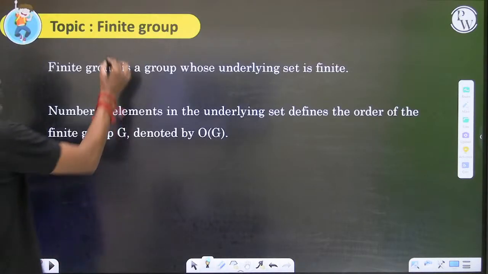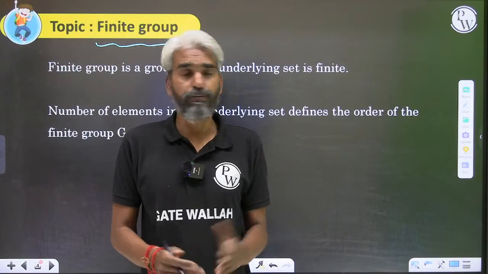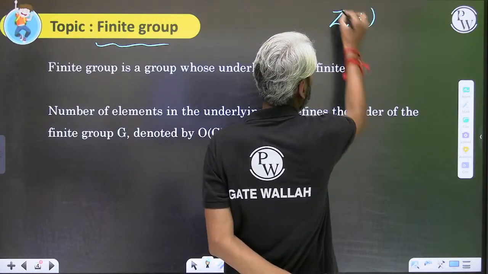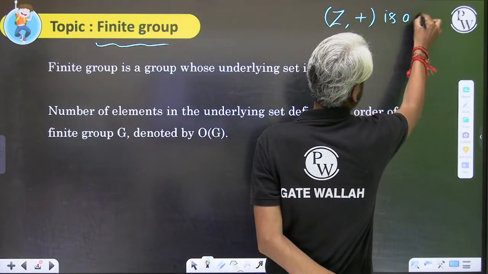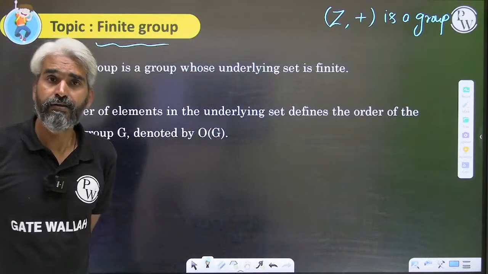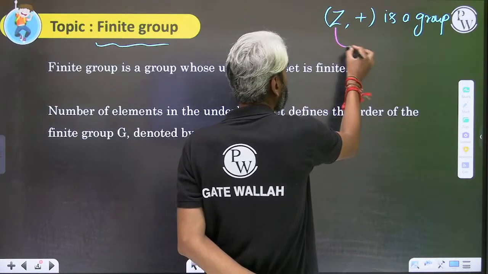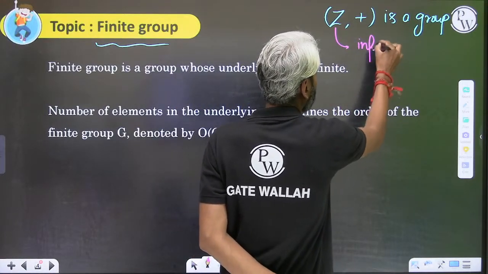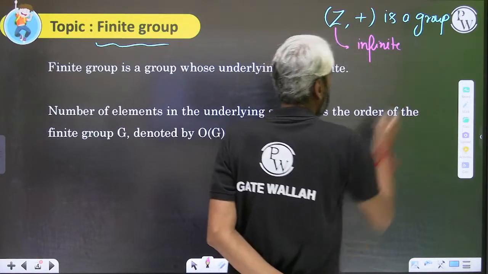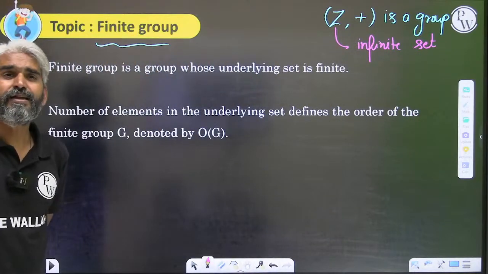So let's understand the concept of finite group. When do we say that the group is a finite group? So let's try to understand. If I say that the set of all integers with respect to addition is a group. Yes, sir. We know that the set of integers with respect to addition is a group. But in this group, this set of integers is an infinite group. Why? Because there are infinite elements in the set. So because this set is an infinite set, therefore this group is an infinite group.